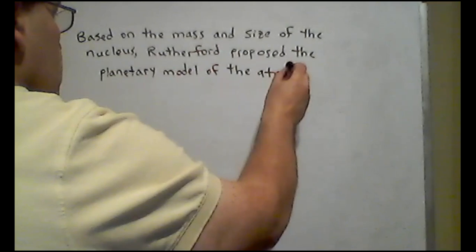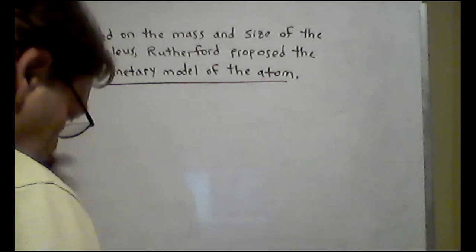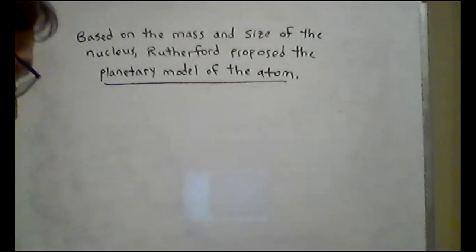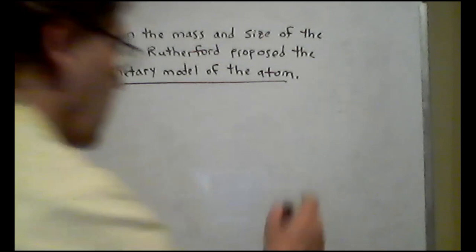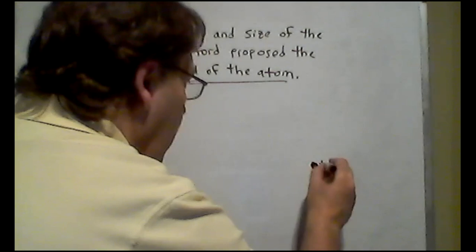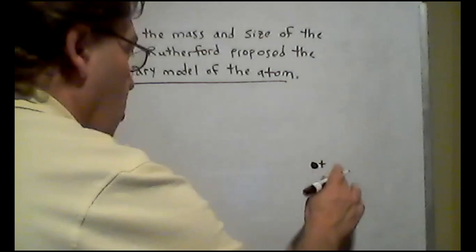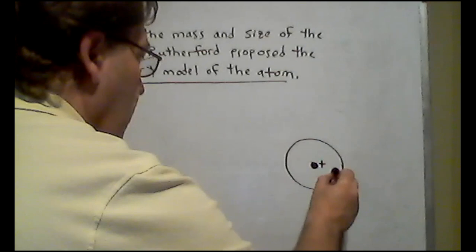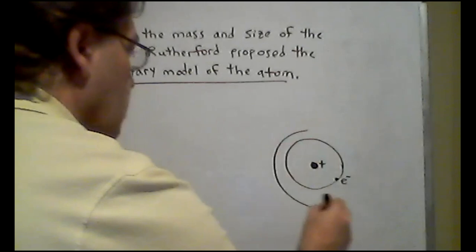Okay, planetary model of the atom. It pictures low mass electrons orbiting a large mass nucleus. All right, so you think of it as here's the massive nucleus in the center, positive, and surrounding it in nice elliptical orbits, or circular orbits, I guess, would be electrons. Here's the orbit. Another orbit, very much like planets.